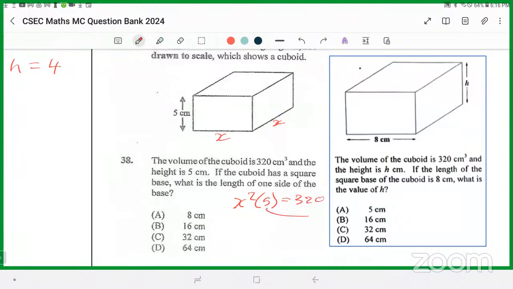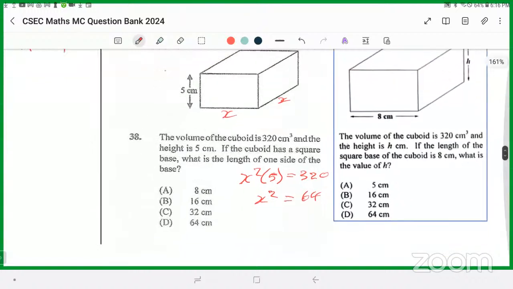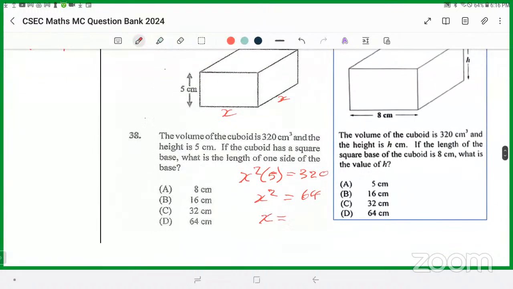So we divide by this 5. So x squared becomes equal to 320 divided by 5, which is the same as 640 divided by 10. It becomes 64. And then we square root it. So x equals 8. Just square root it. So x equals 8. That is it. But that's not a calculation.